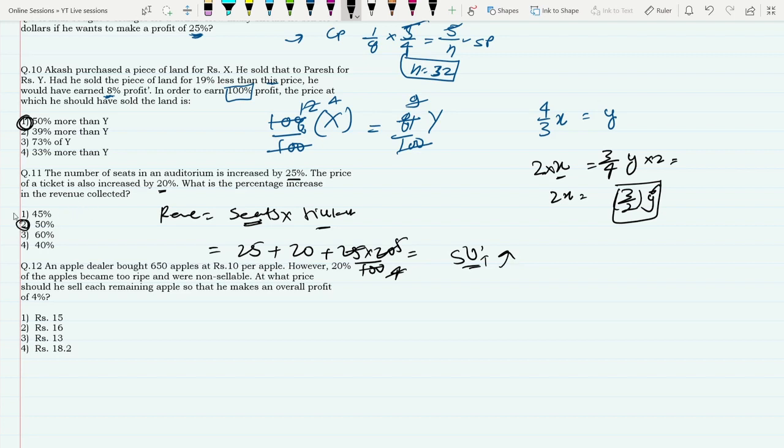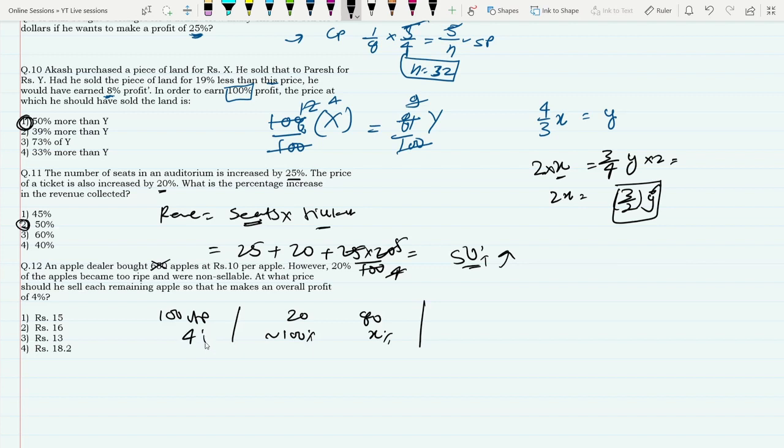An apple dealer bought 650 apples at 10 rupee per apple. However, 20% of the apples became too ripe and were unsellable. At what price should he sell the remaining so that he makes a profit of 4%? You do not need the number of apples. I'm imagining 100 apples are there. 20% means 20 apples were not sellable. When you do not sell something, you lose 100% of your money. Now 80 should be sold how? At what profit should the 80 be sold?